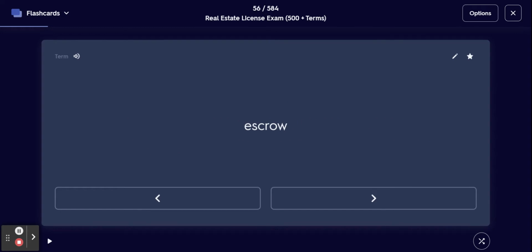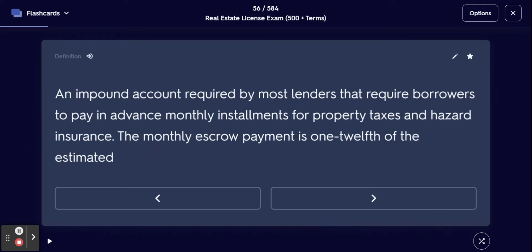Escrow. An impound account required by most lenders that require borrowers to pay in advance monthly installments for property taxes and hazard insurance. The monthly escrow payment is 1/12 of the estimated.